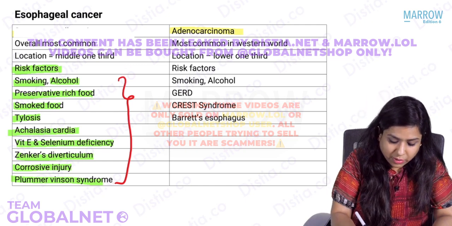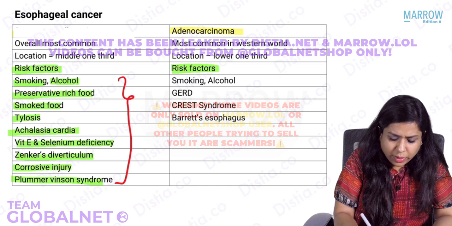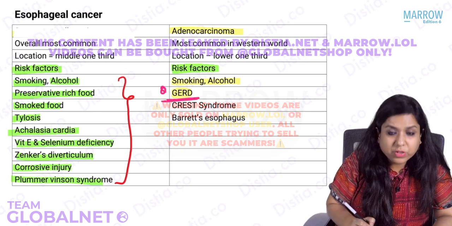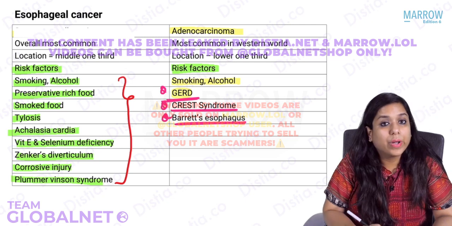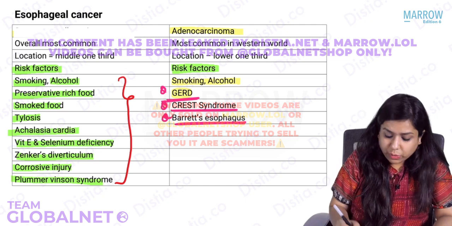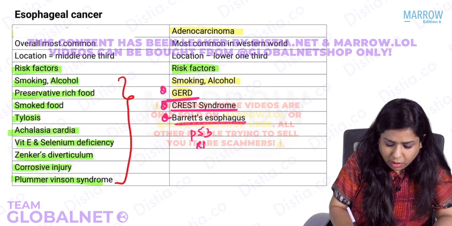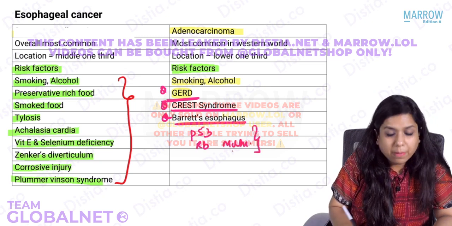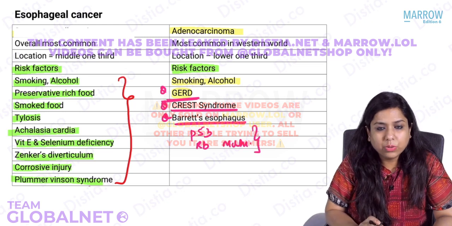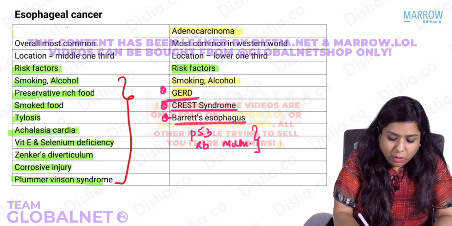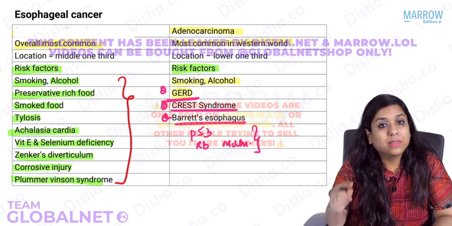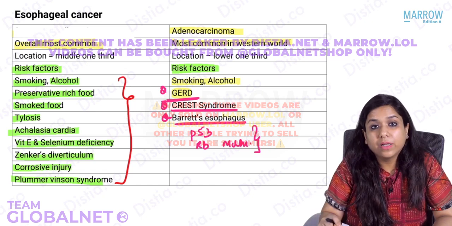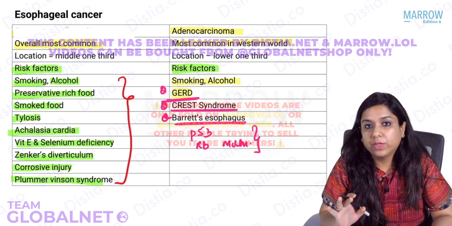And what are the risk factors for adenocarcinoma? Smoking and alcohol are common. Then very important risk factors are gastroesophageal reflux disease, CREST syndrome, or Barrett's esophagus. These three are very important, correct? And in adenocarcinoma, P53 and RB mutations can also be present. Understood, students? Easy story? Okay. The overall most common esophageal cancer is squamous cell cancer, and the most common esophageal cancer in the Western world, the answer is going to be adenocarcinoma. The location we have already discussed, right?